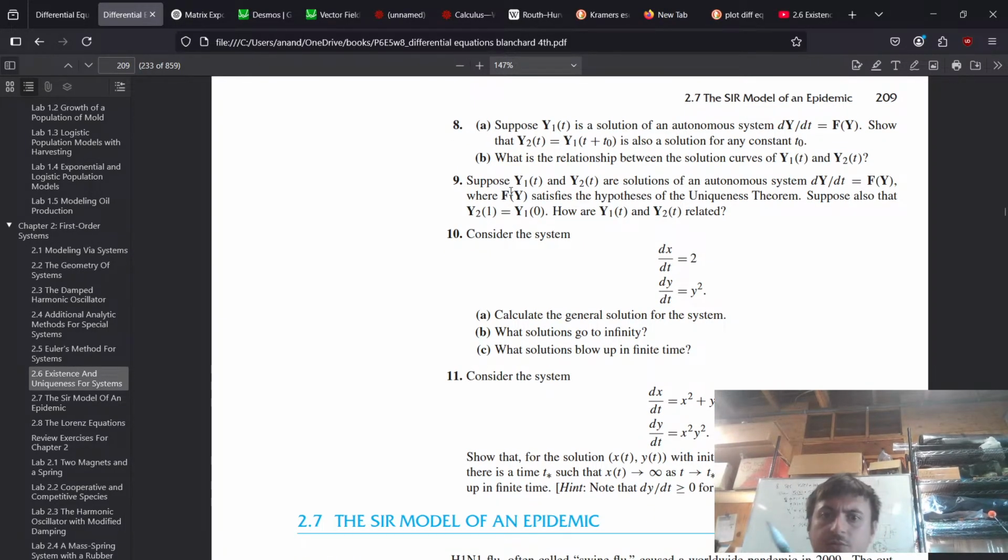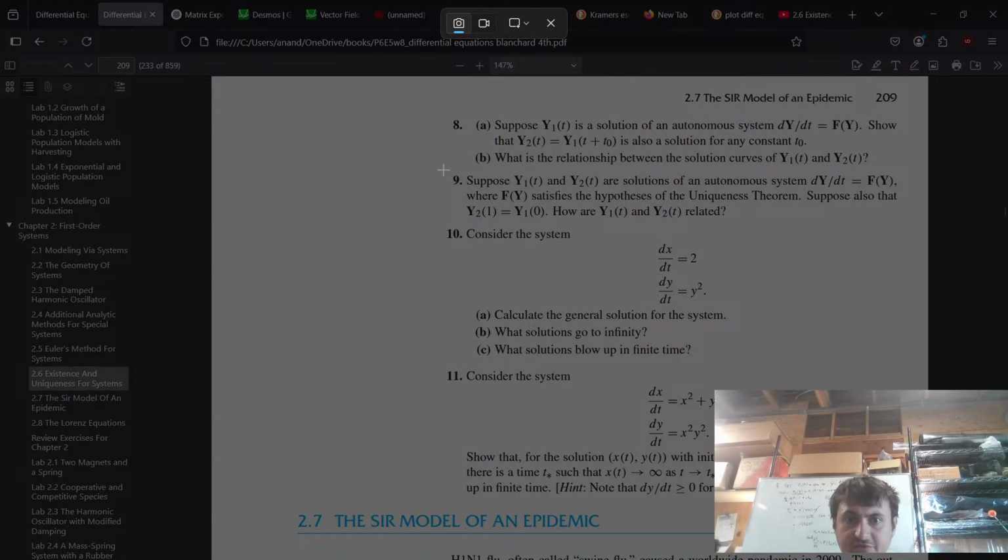Suppose y1 and y2 are solutions of an autonomous system where f of y satisfies the hypothesis of the uniqueness theorem. Suppose that, since they share a point, then they must be the same curve, and therefore they must be a time shift of each other.